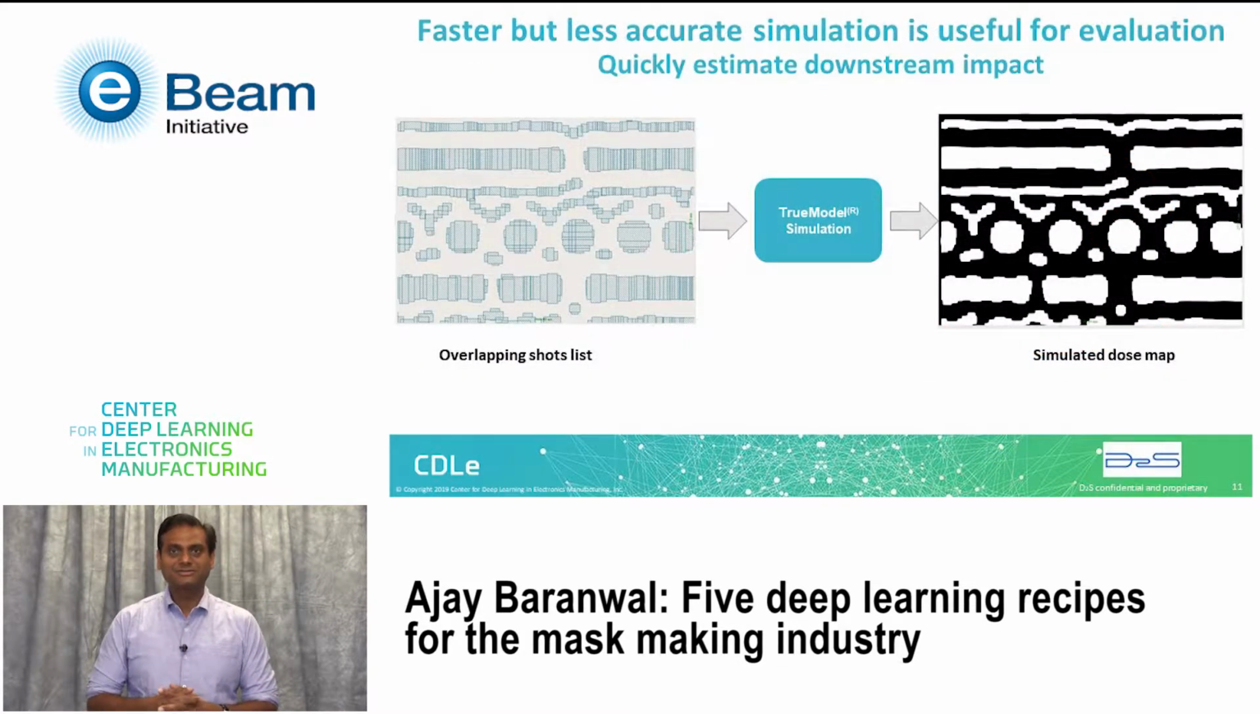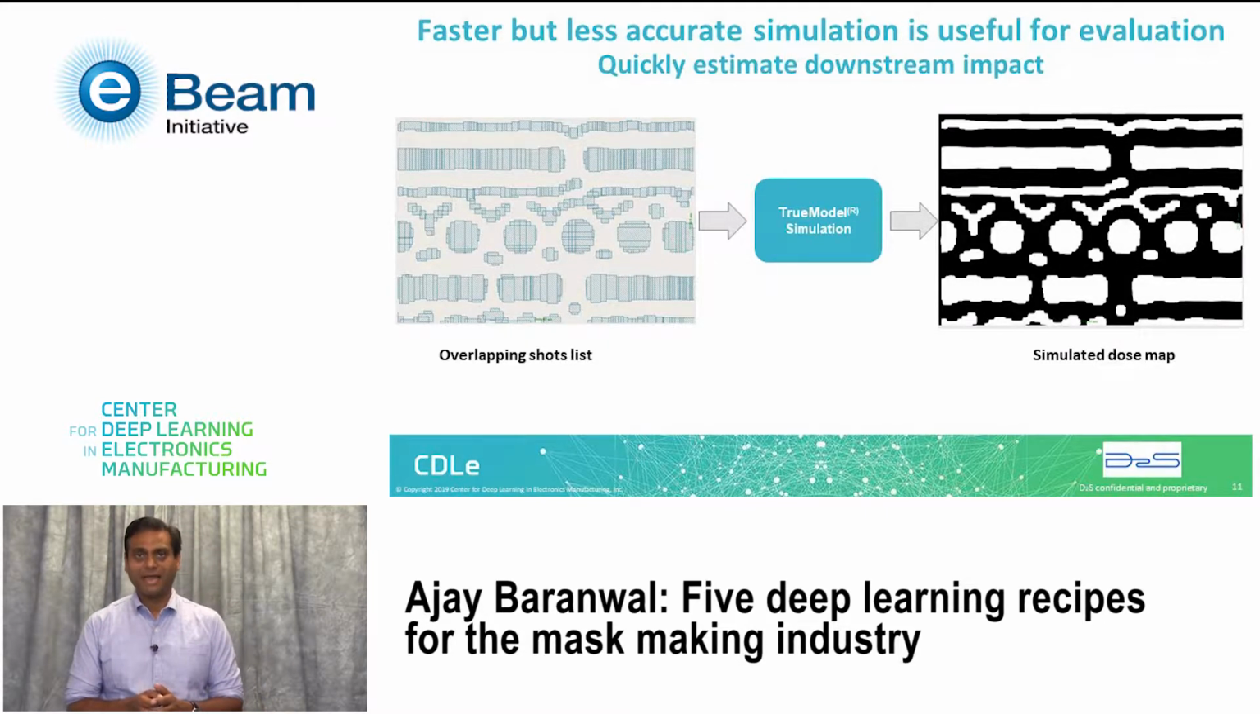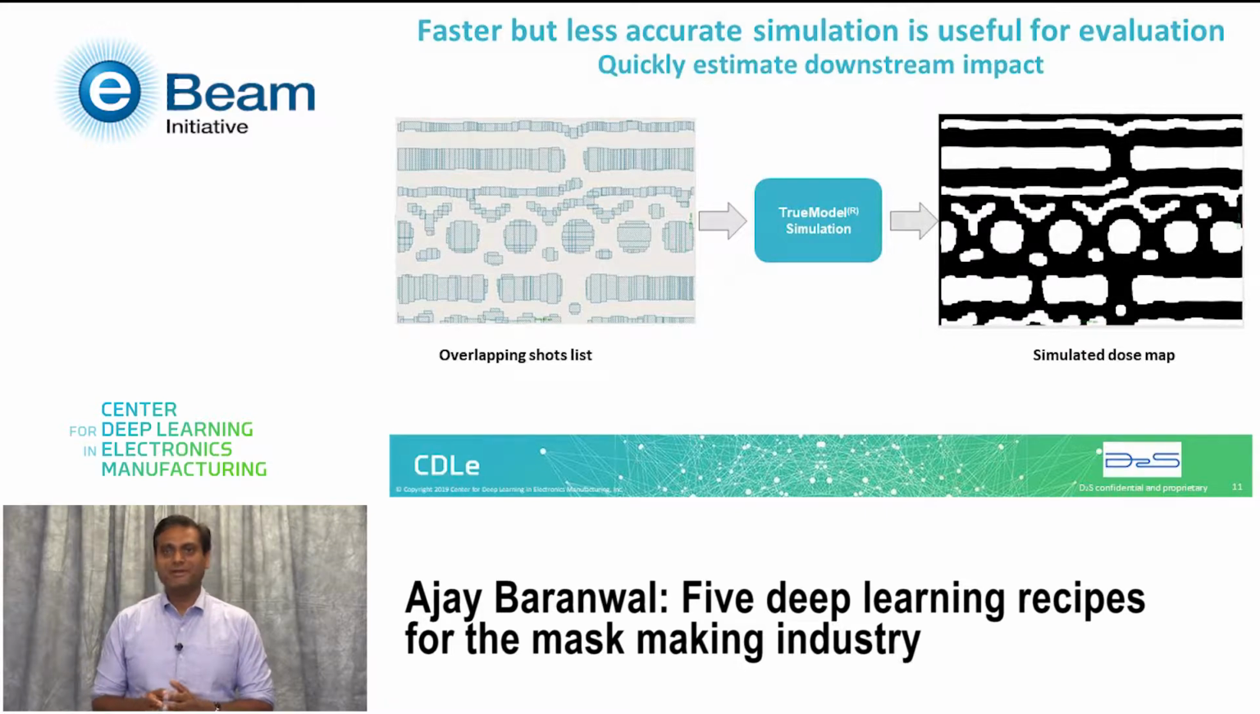We applied this to accelerate the simulation of shortlist to mask dose map. This is required for understanding the downstream impact, for evaluation with different configurations of the shortlist, and to be able to see how the mask shape is going to look.